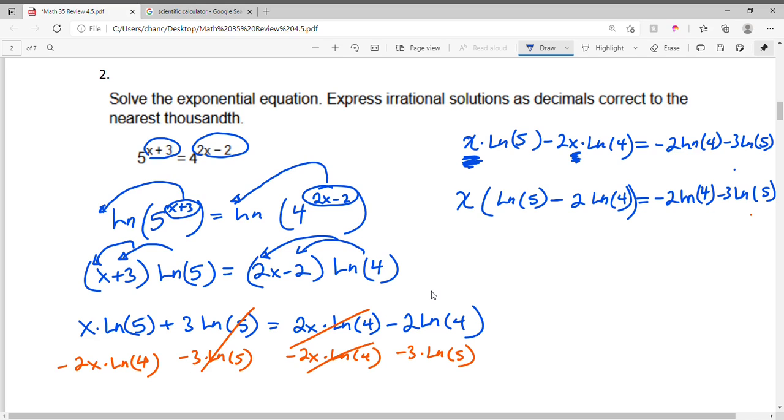And finally, I could divide both sides now to get the x by itself. Let's divide both sides by the natural log of 5 minus 2 natural log of 4.